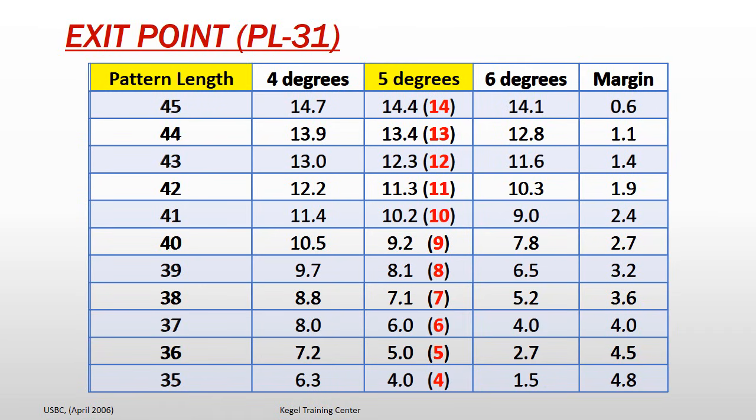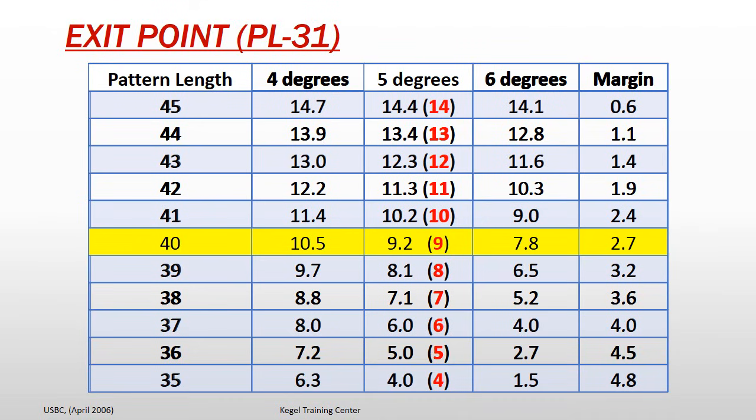Let's see how it works. Let's use the typical house pattern of 40 feet for our example. The pattern length of 40 minus 31 equals 9. Your ball should roll over the 9 board at 40 feet for a good chance to obtain a strike. The margin column tells you that you may have that margin of error between the 7.8 to 10.5 boards. That's about 3 boards. So if you could hit the 8, 9, or 10 boards at 40 feet, you will have a good chance for a strike.